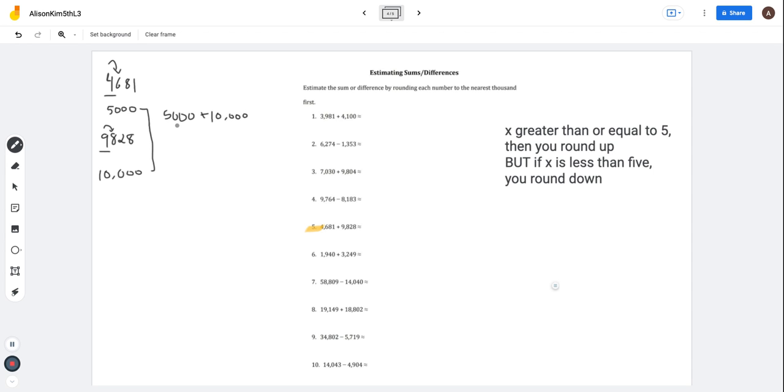And 5,000 plus 10,000 is just 15,000. And that's it. That's your final answer. So when you're doing this worksheet, just make sure to follow this rule right here. This is going to be very handy when you're rounding.